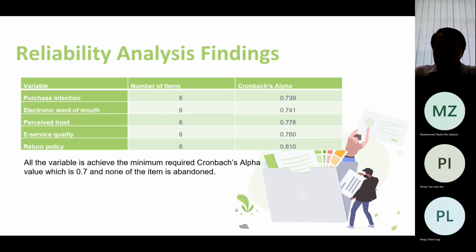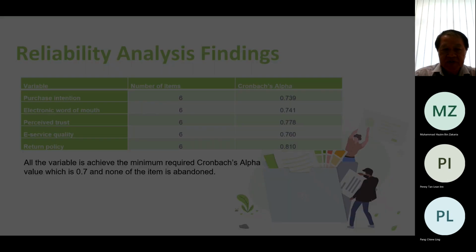The second test I do is the reliability test analysis. You can see all the numbers, the Cronbach's alpha, all the figures are above 0.7. Above 0.7 means what? The minimum alpha required is 0.7. That means none of the items is abandoned, okay, they can all be used.